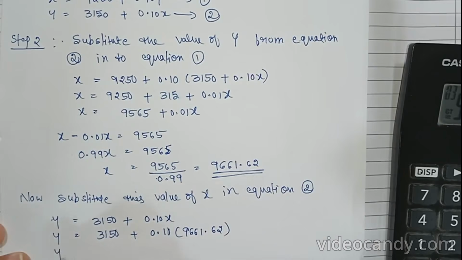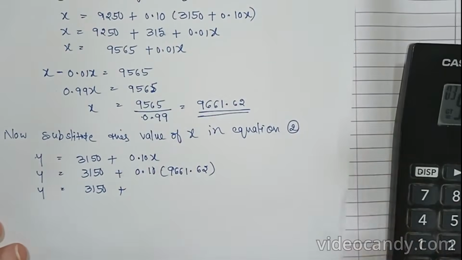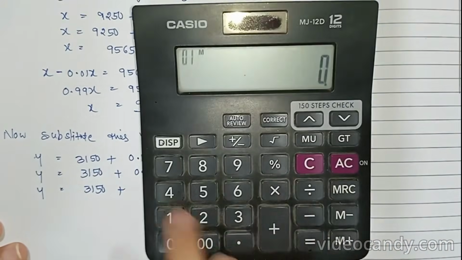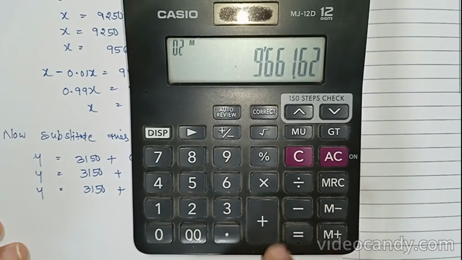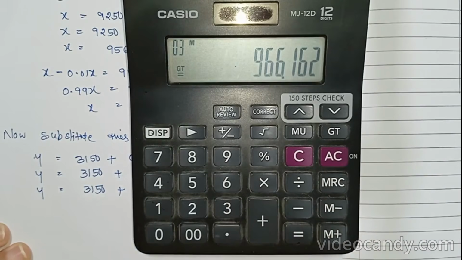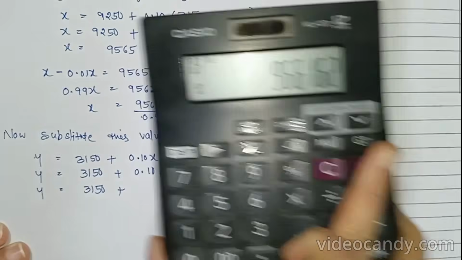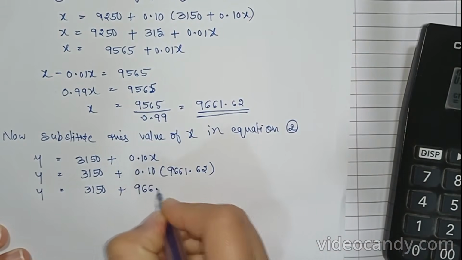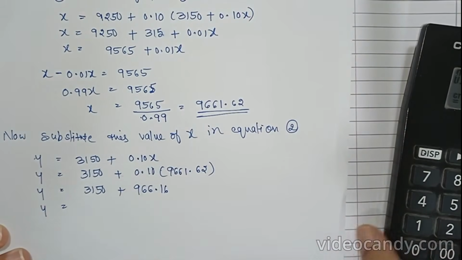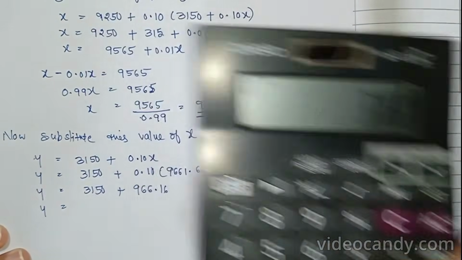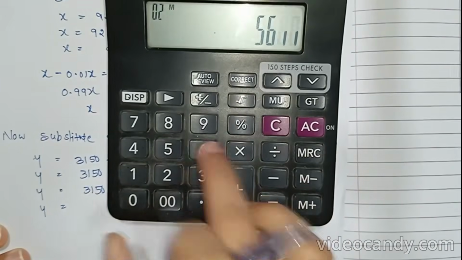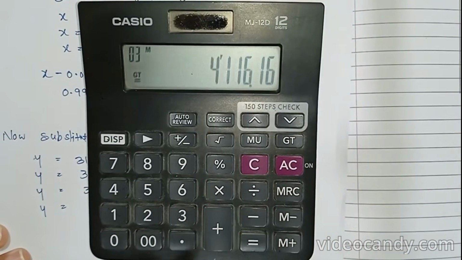9661.62. Now y equals 3150 plus 0.10 into 9661.62, which equals 966.16. Now add both the values. 3150 plus 966.16 equals 4116.16.